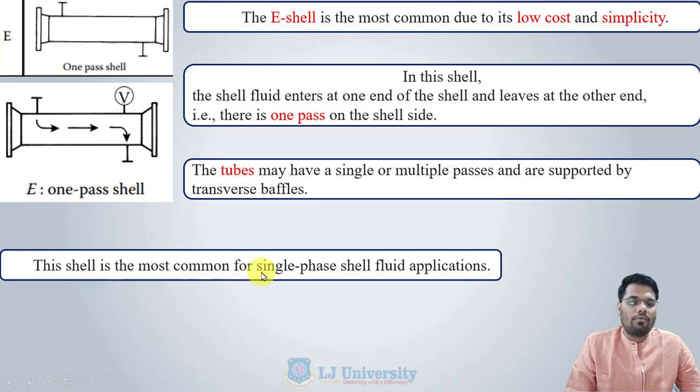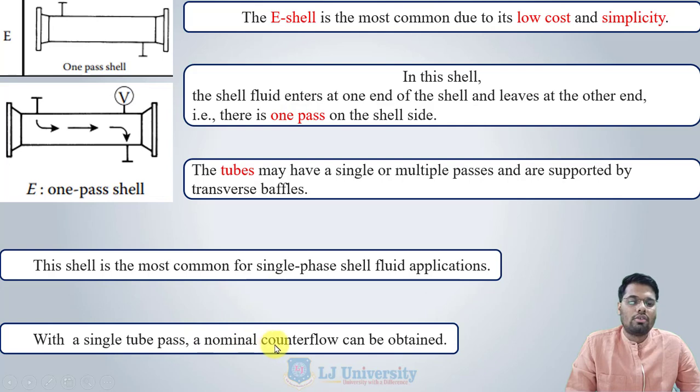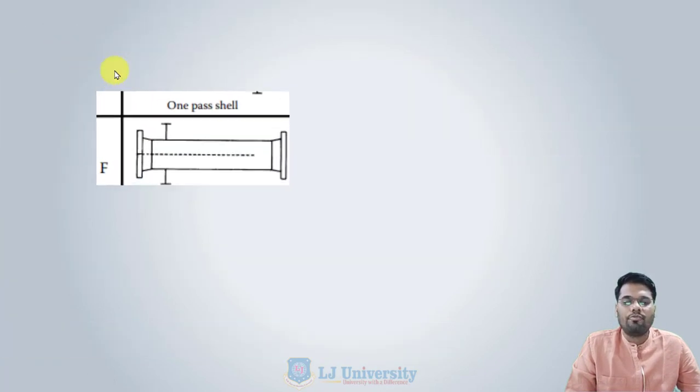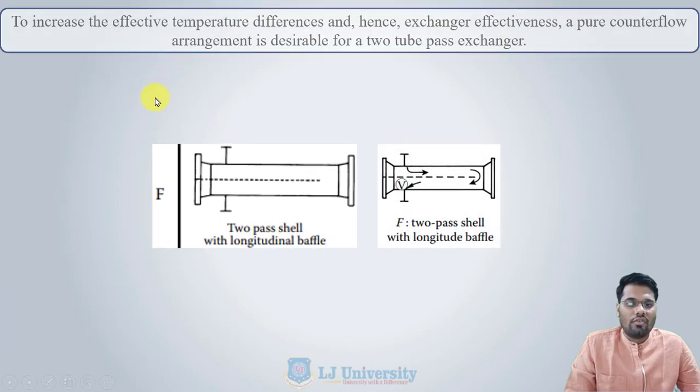This shell is most common for single phase shell fluid applications. With a single tube pass, a nominal counterflow can be obtained. Because of the opposite direction of the two fluids, the counterflow arrangement can be obtained by the E shell type heat exchanger. Then the next one is F.